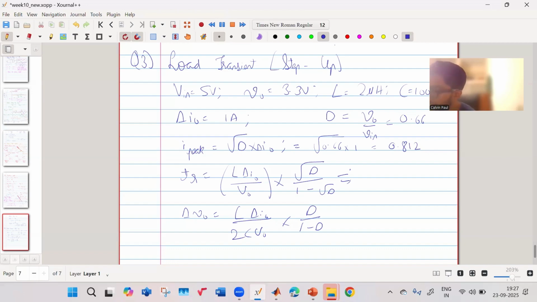2.62 microsecond. What about others? We can get a second opinion. Yes, sir. 2.63. Okay, very good. Now, what about delta V naught? How much is it?